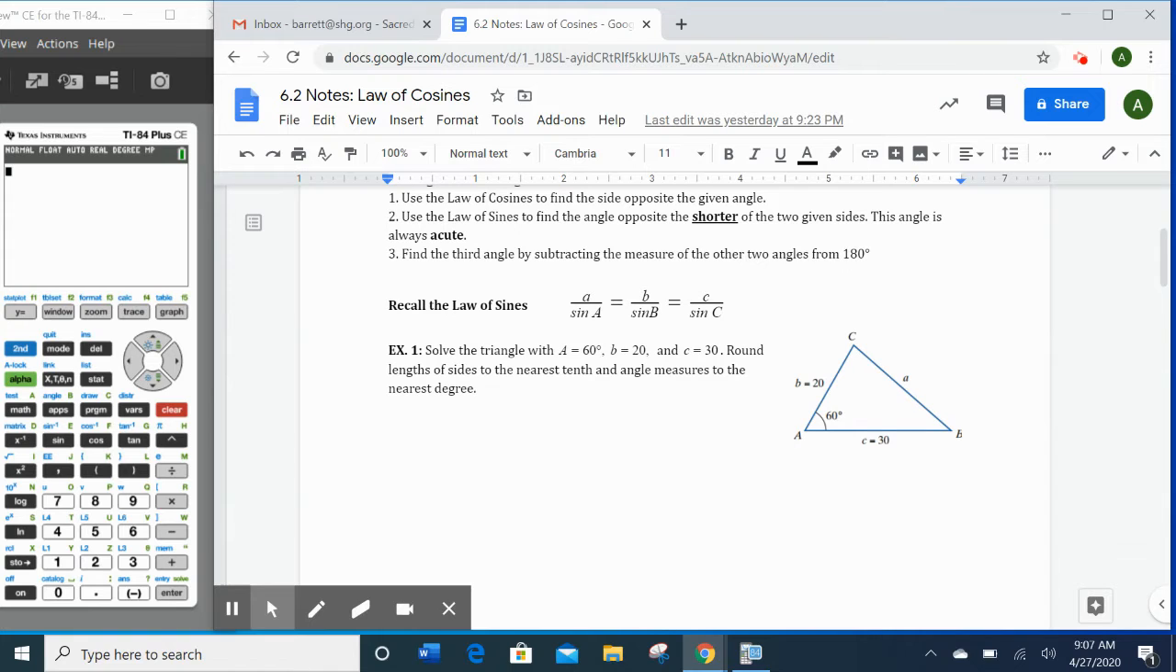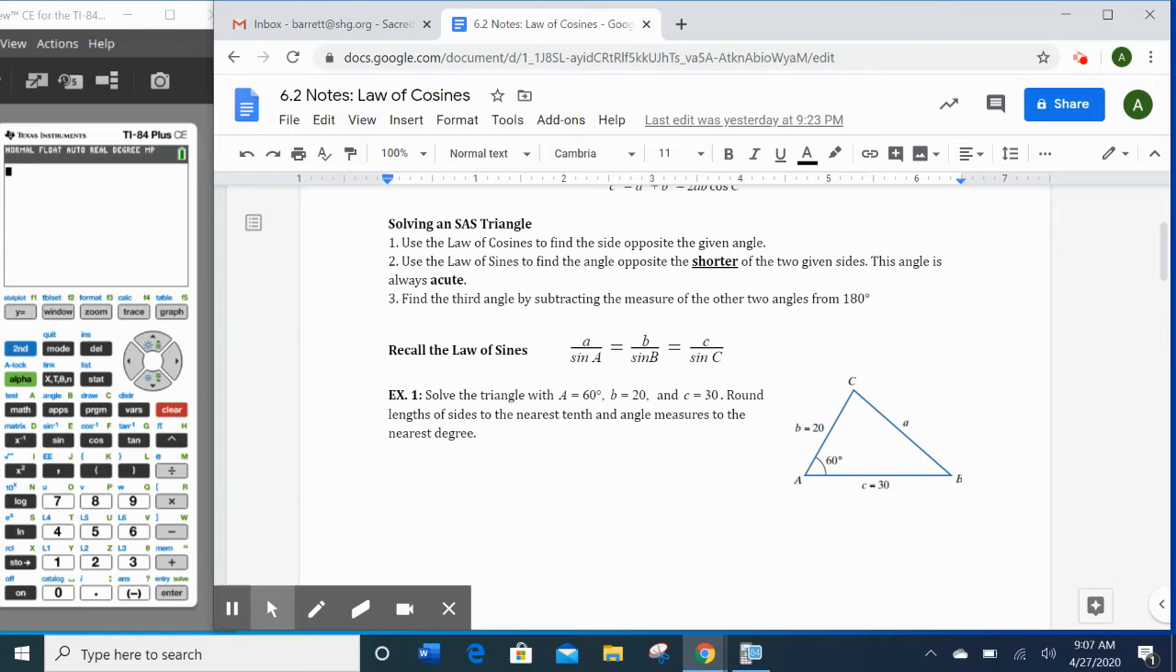So I've got the law of sines written there as well. So when I look at number 1 and I say solve the triangle, that means find all the missing angles, all the missing sides. And so the first thing that I would actually try is to use the law of sines. If you can use the law of sines, do it. However, I can't in this case because there's no matching side and angle that I know both of them. So I'm going to need to use the law of cosines. So step 1 is to use the law of cosines to find the side opposite the given angle. So I am going to start by finding side A.